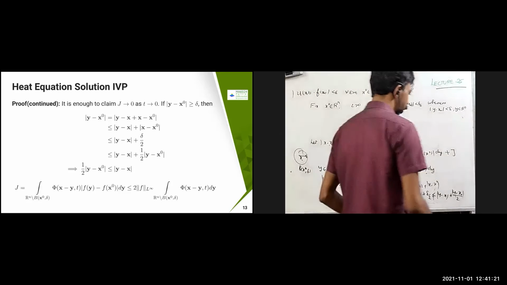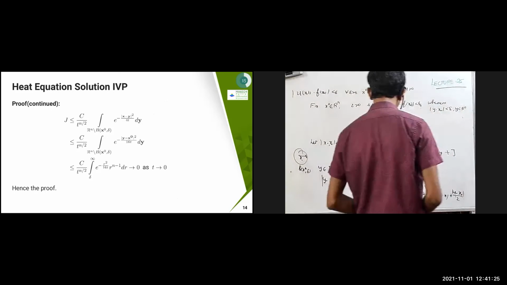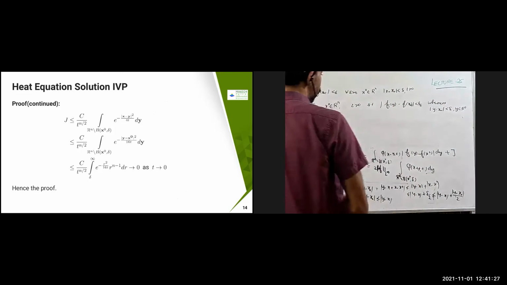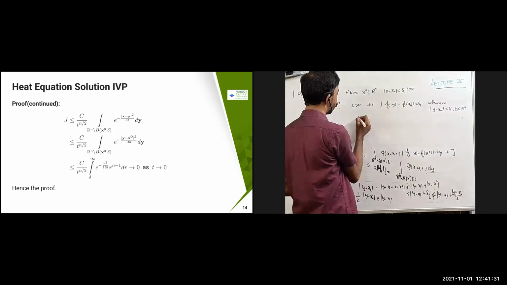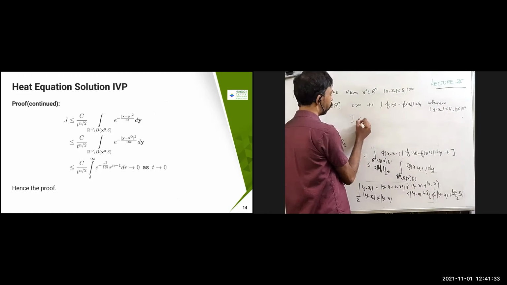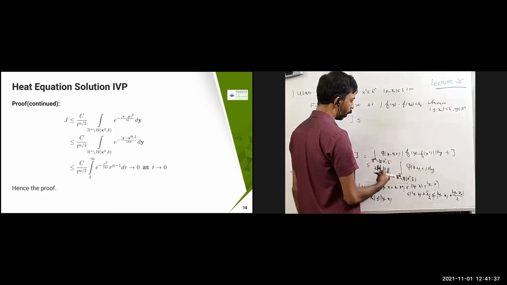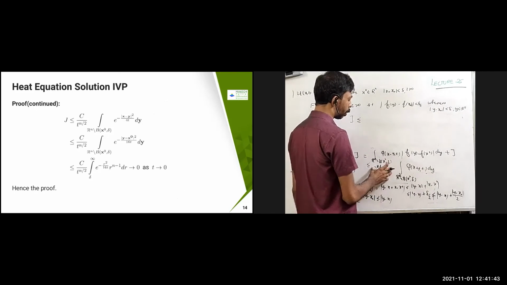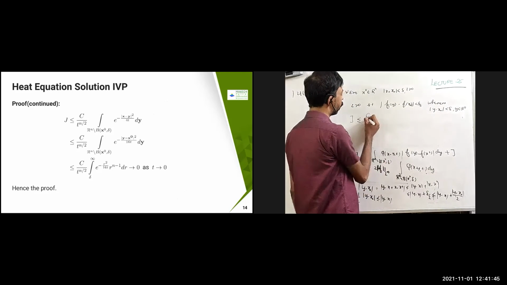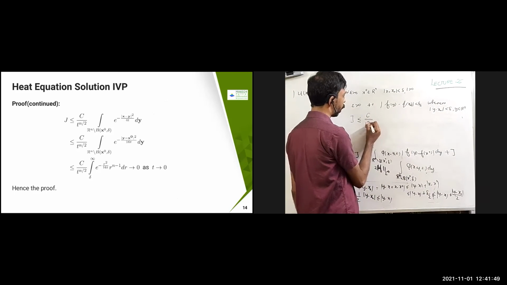Okay, so now let us come back. This is going to be less than or equal to, okay, what is this one? J is less than or equal to some constant, because f in L infinity is there, right? That is going to be bounded, so I'm going to call it some c. This together I'm going to call c, divided by t to the power n by 2.